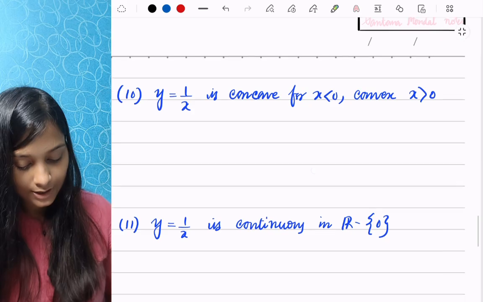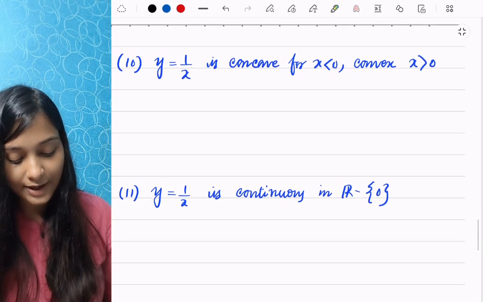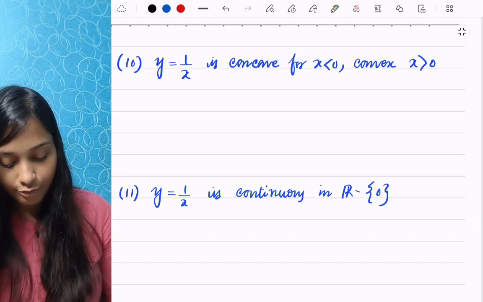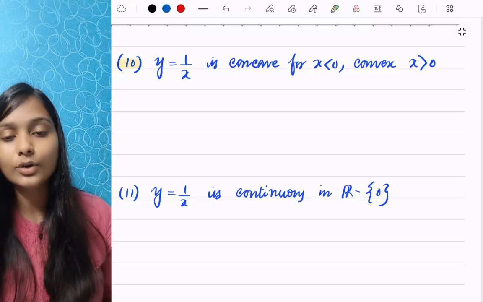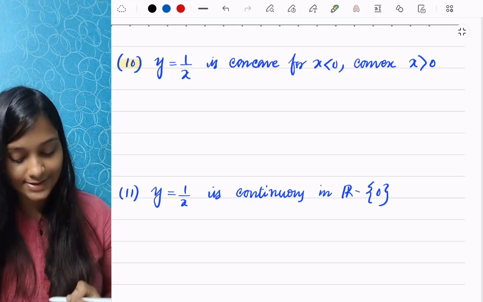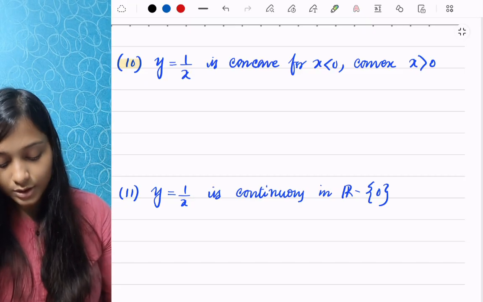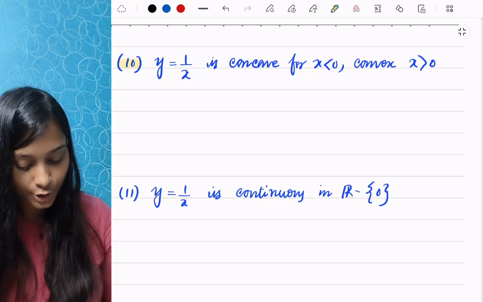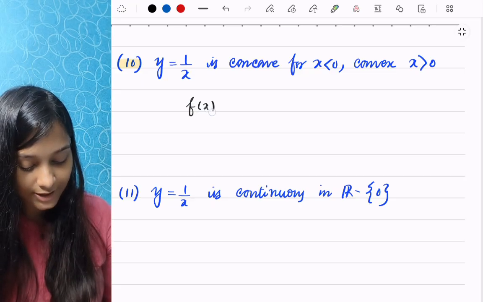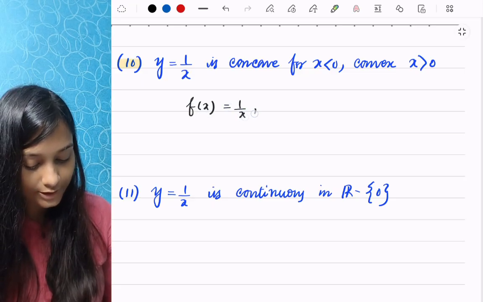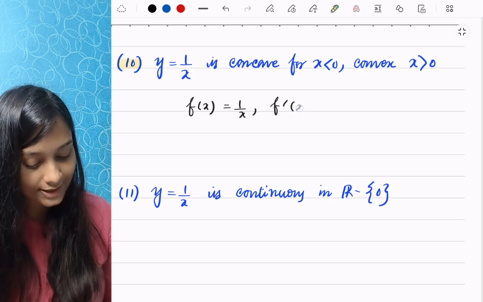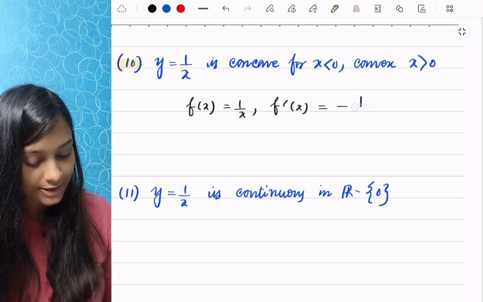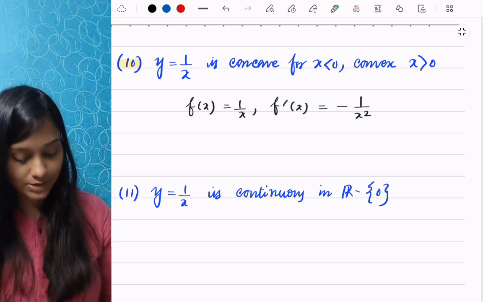Okay, next is y equals 1 by x is concave for x less than 0 and convex for x greater than 0. So for finding out the concavity of a function, we need to do the double derivative. So for the double derivative, from the single derivative we can see that it is minus 1 by x square.